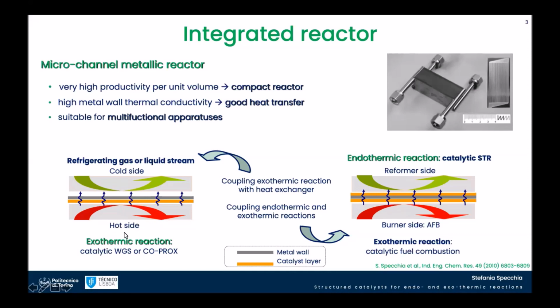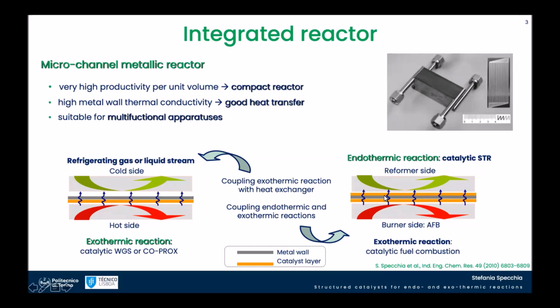For example, here we can study a water gas shift or a CO-PROX reaction where we can remove the heat thanks to a refrigerating gas, for example, or a liquid stream. And in this way, we can control the exothermic reaction, or we can couple an endothermic and an exothermic reaction, for example, a reforming reaction together with a combustion. Again, the combustion reaction is providing the heat to the endothermic reaction.